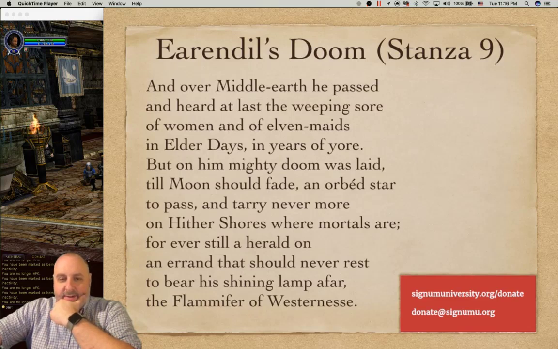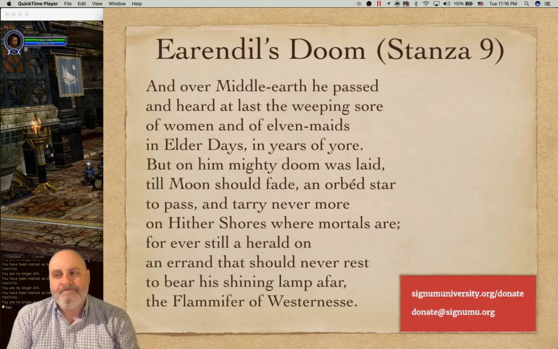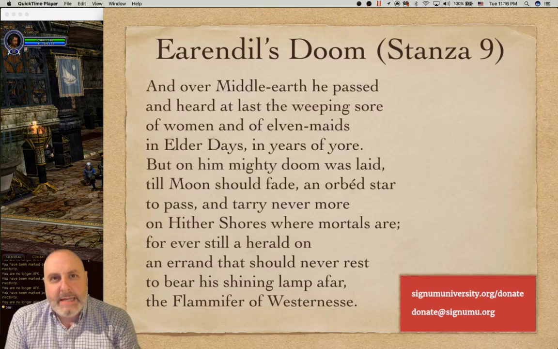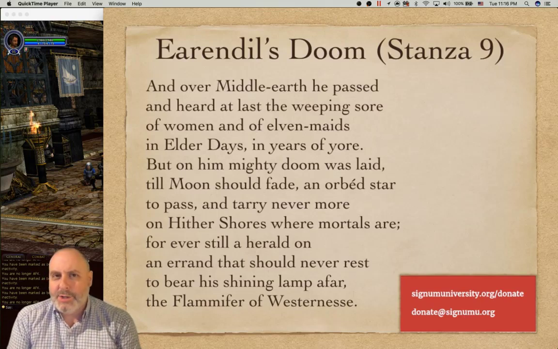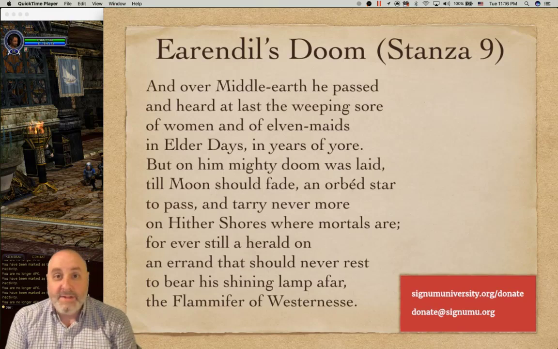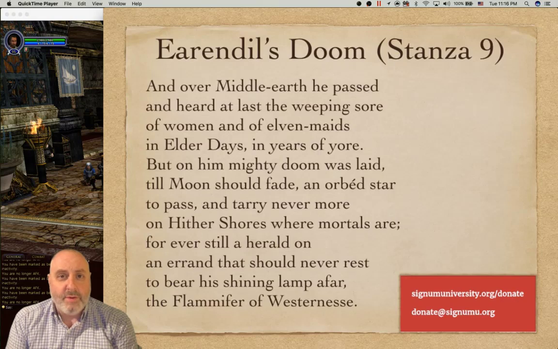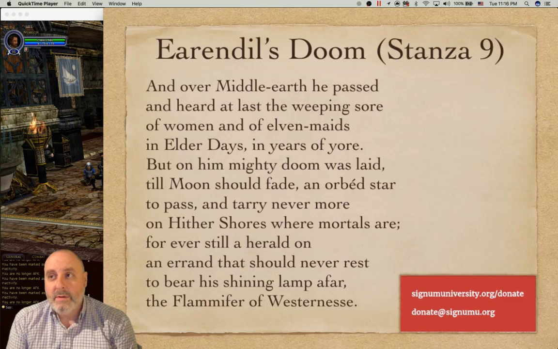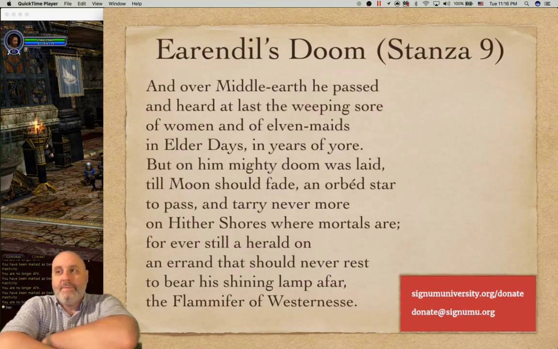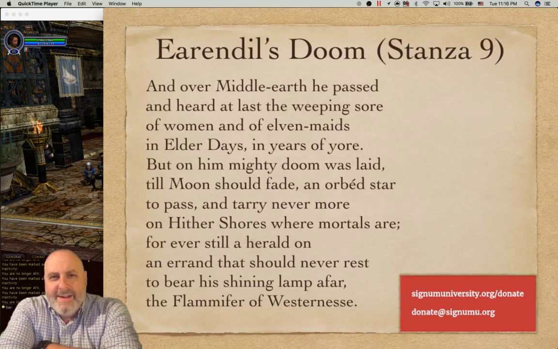His errand should never rest. Notice how much less grandiose that is than on him mighty doom was laid. On him mighty doom was laid. Sounds like a huge big deal, right? To have an errand that should never rest just kind of sounds like a bit of a nuisance, right? You see what I mean?